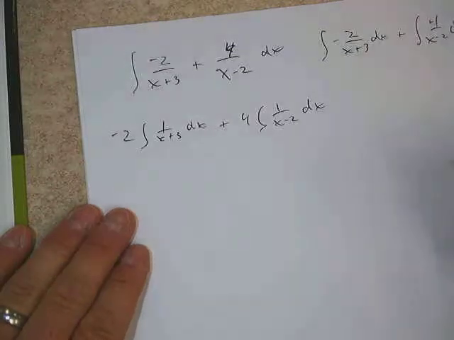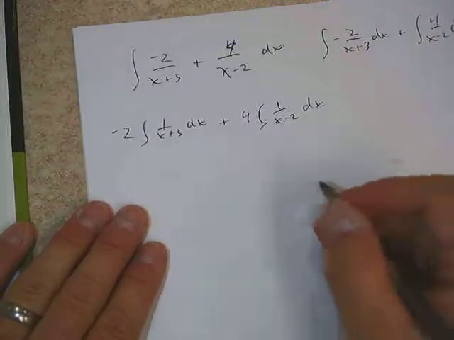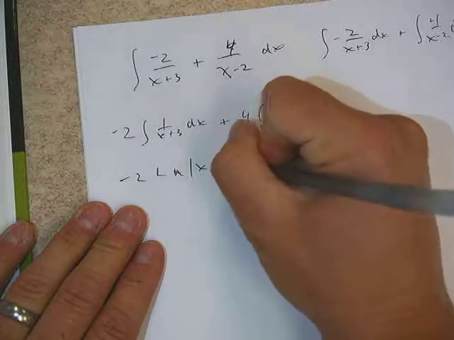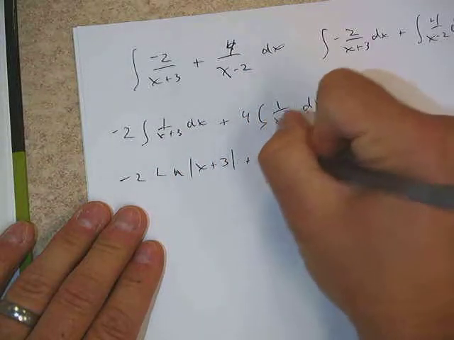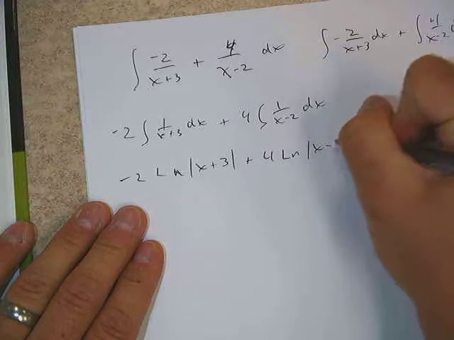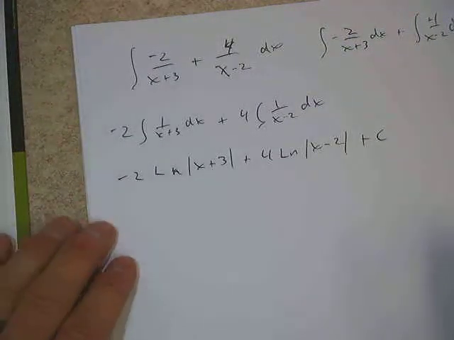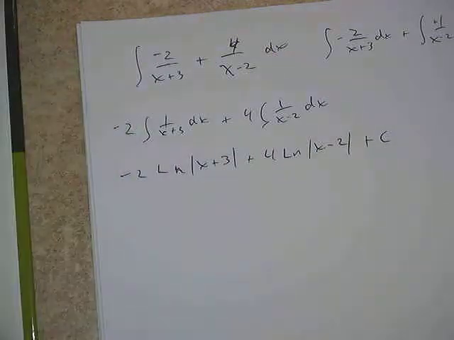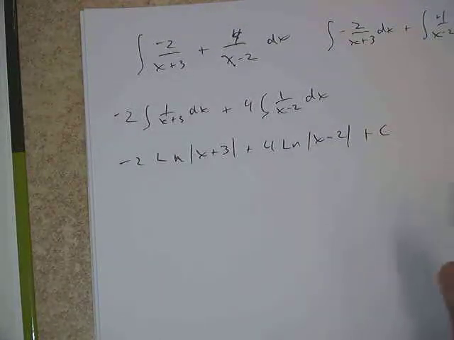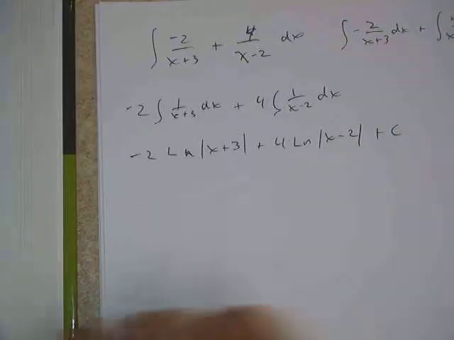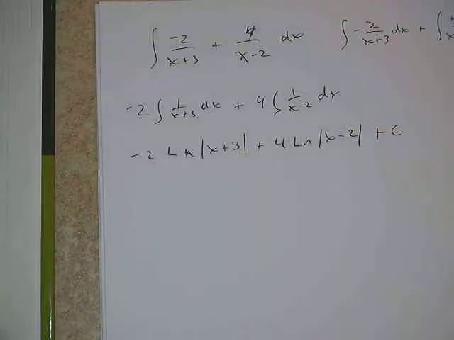We'll factor out the constants, negative 2, and then 1 over x plus 3 dx, and 4, and 1 over x minus 2 dx. And then from there, in both cases, we just have a linear argument on the bottom, which means it's going to be a natural log situation in terms of the antiderivative. So we have negative 2 ln of absolute value of x plus 3, plus 4 natural log of absolute value of x minus 2, plus c. And that would do it.